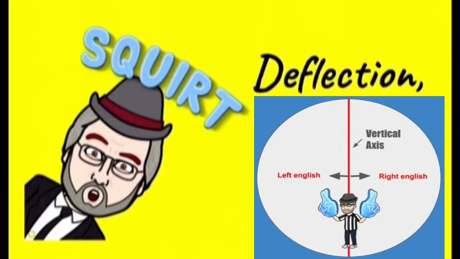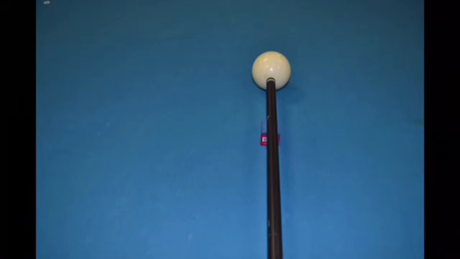First, let's take a look at hitting straight on the cue ball, right on the vertical axis, and then let's see how things change when we move to the left or right of the vertical axis. We have a straight in shot. So we're hitting the cue ball along the vertical axis. We're not going to have a lot of bending of the shaft. The cue ball is going to go pretty straight.